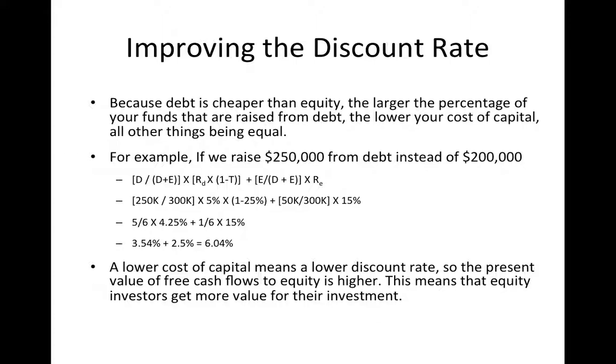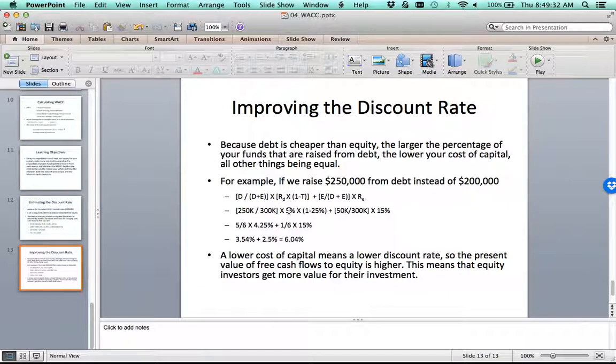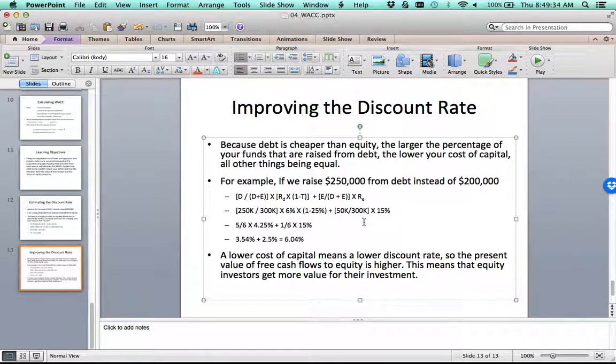So let's just say that instead of going with 2/3 debt and 1/3 equity, you decided that you're going to raise, again, remember we need 300,000. Instead of raising 200 of it from debt, you're going to raise 250 from debt. Now that means that you only need 50 more of that, so you're going to raise that from equity. So now we're going to put that into our example, but I'm going to correct all of these numbers for the 6%. Okay, so again, in this case, I've got 5/6.